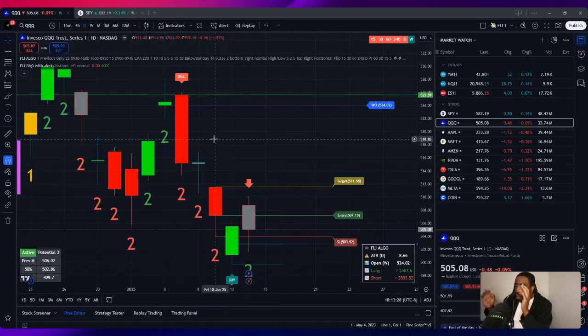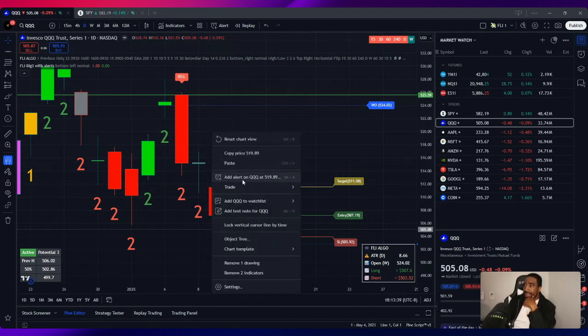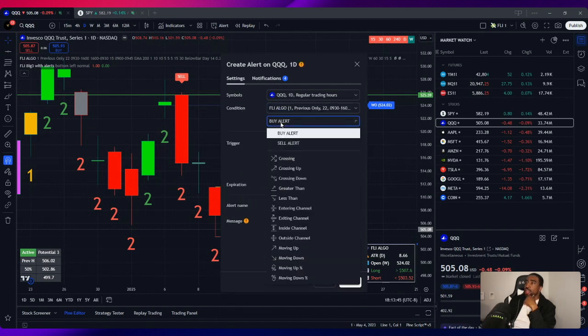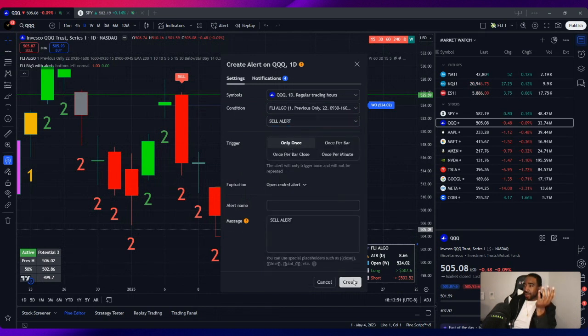So literally, all you had to do was set your alerts for the downside. And I don't want y'all to complicate this. To set your alerts, all you have to do is right click, add an alert. You'll see condition, go to Fly Algo, and you'll have a buy or a sell alert. In this case, you wanted to flip, so you needed the sell alert.